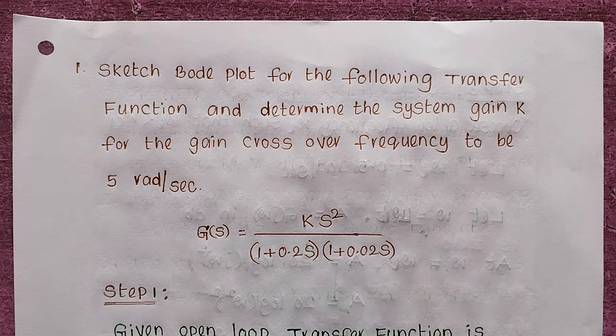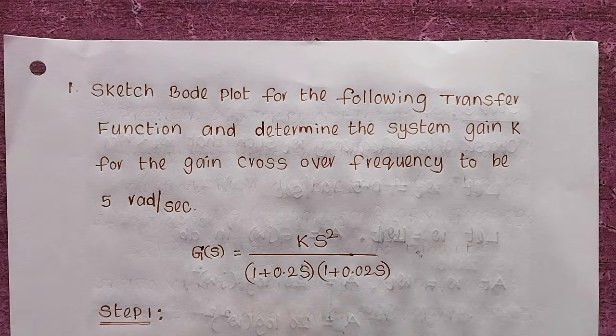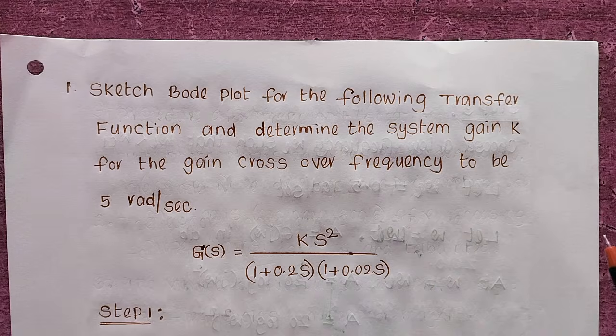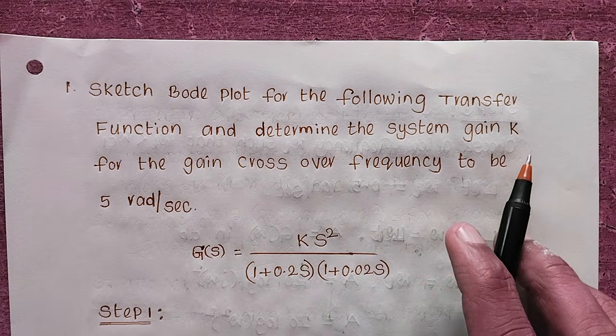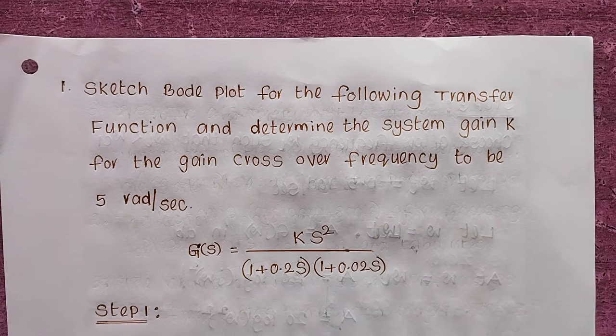In this video, I am taking problem 1 of Bode plots. So this is one example problem. Sketch the Bode plot for the following transfer function and determine the system gain k for the gain crossover frequency to be 5 radians per second.